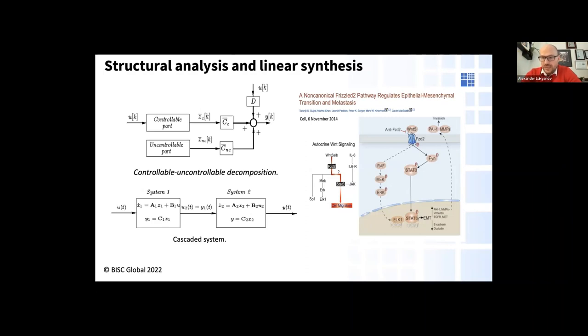In addition, it could be a cascade of models. In that case, in the cascade of models, some of the models can be observable and controllable, but in our case, it could be completely non-observable and not controllable. That also is a possibility, and that has to be taken into account.